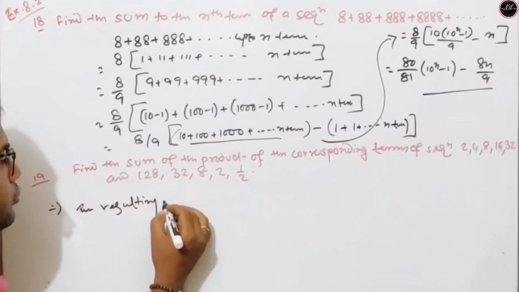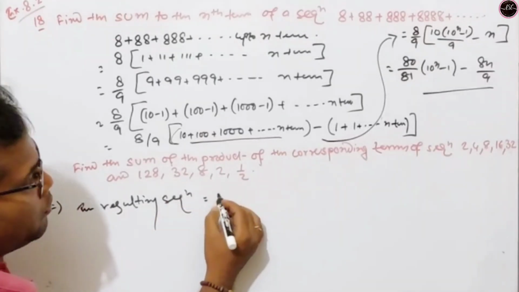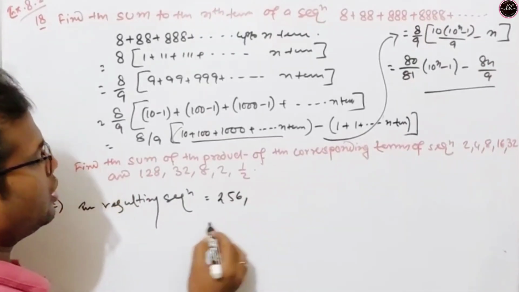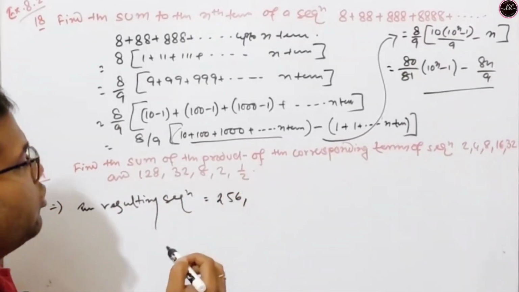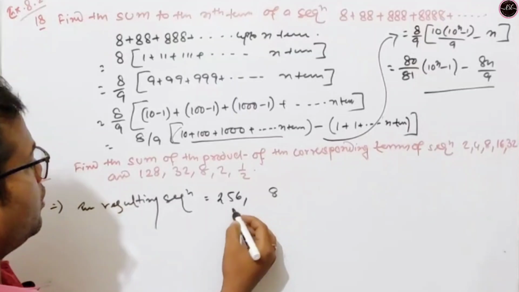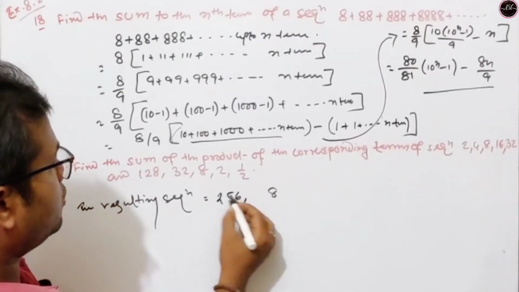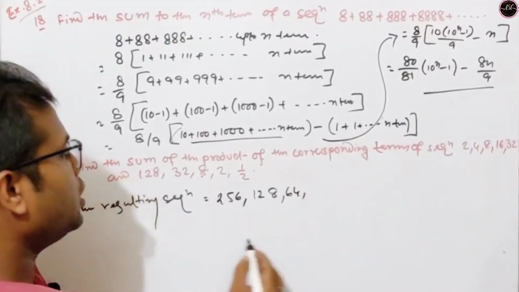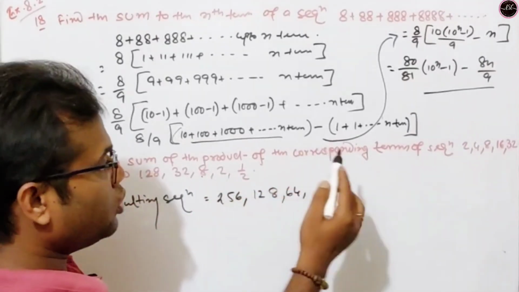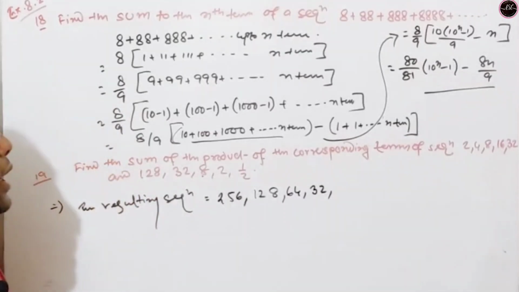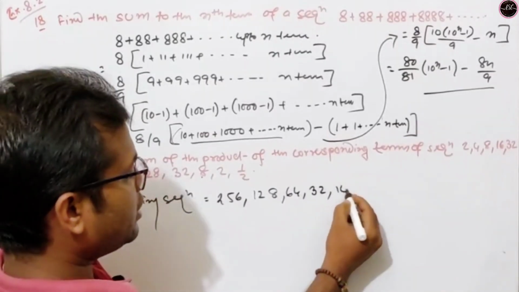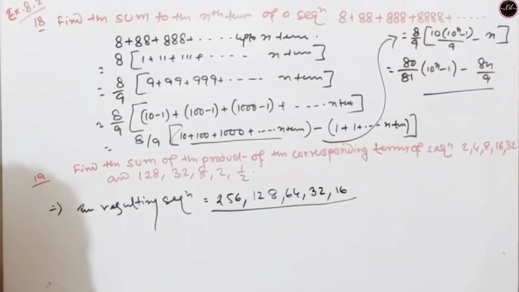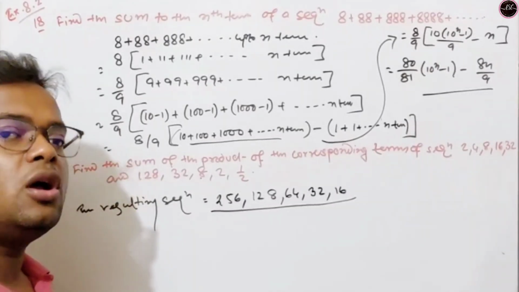resulting sequence will be, if we multiply 2 with 128, we get 256. Okay. If we multiply 32 with 4, we get 128. If we multiply 8 with 8, we get 64. And here, if we multiply 2 with 16, therefore 32. Okay, and half with 32, that means 16. So just look, this is a GP. Okay, with common ratio half.